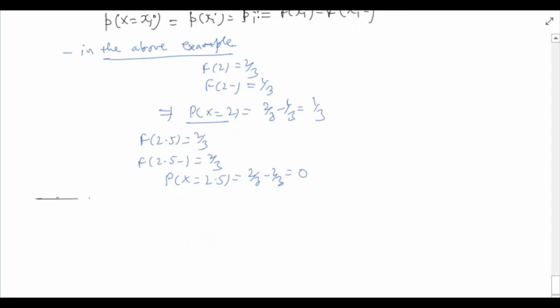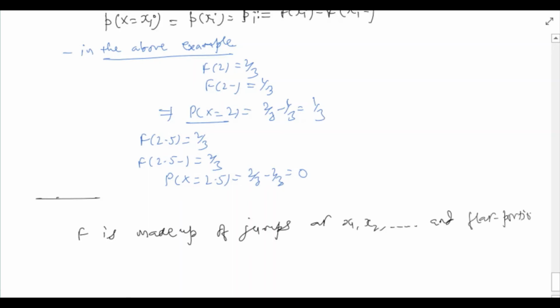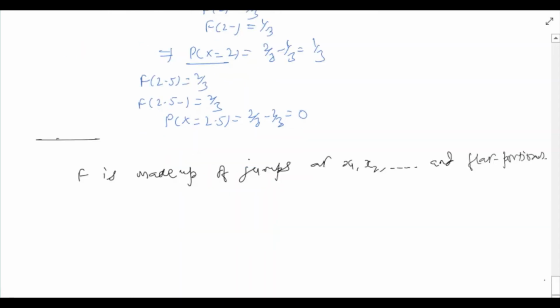In the following, we will be interested in two special types of cumulative distribution functions. The first special type is when F is made up of jumps, say at x1, x2, dot dot, and flat portions. An example is the above die tossing example.